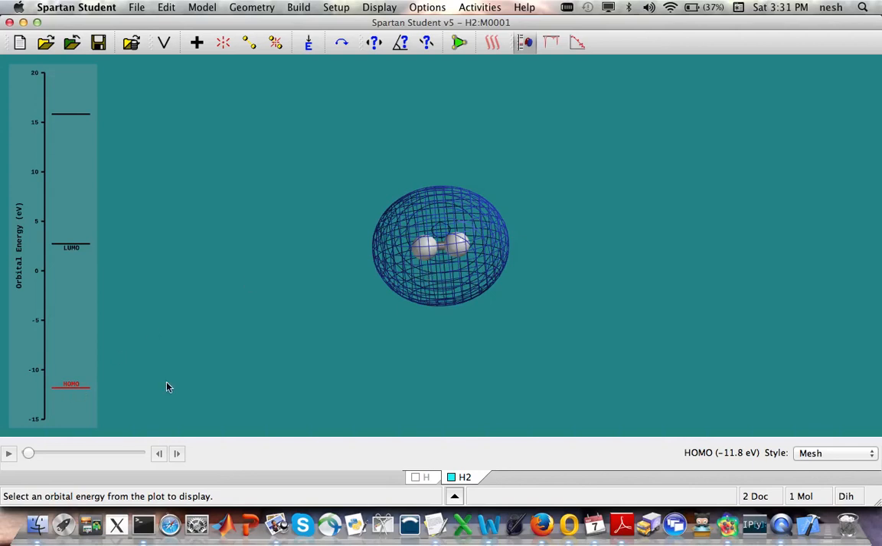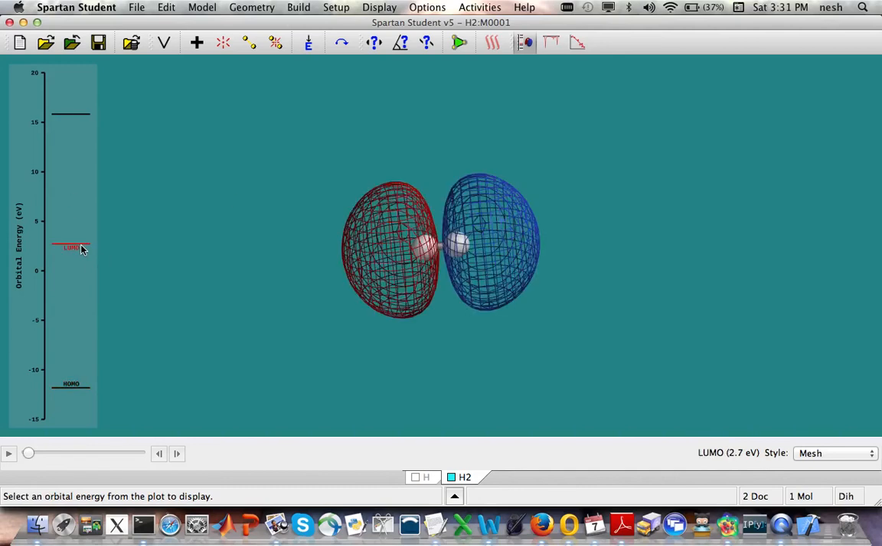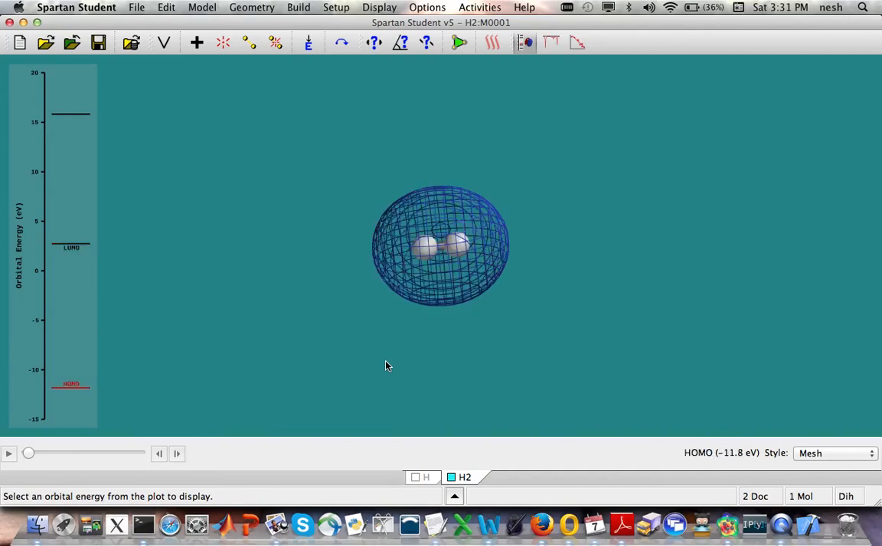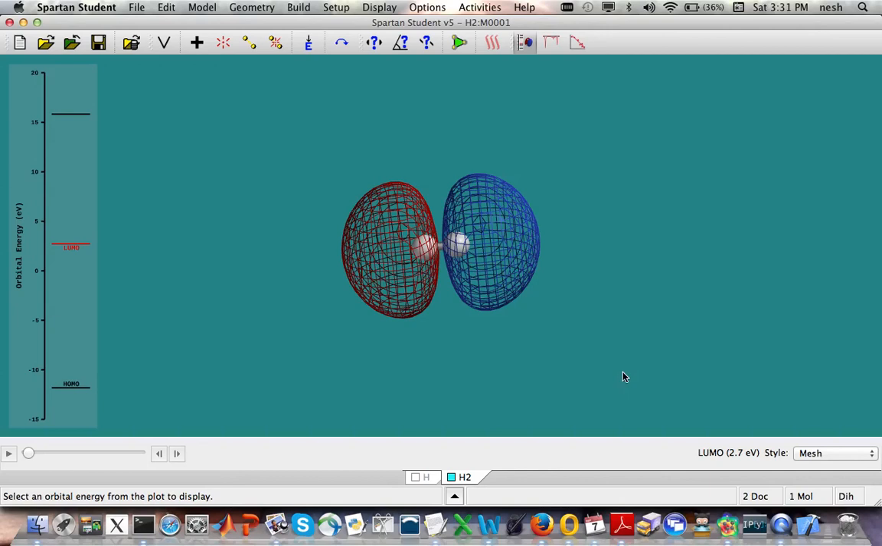It's called the HOMO because H2 only has two electrons. HOMO stands for highest occupied molecular orbital. It's a bonding orbital. You can see electron buildup between the two nuclei. Now, if you wanted to go up and look at the next highest orbital, that's an antibonding molecular orbital, and there aren't any electrons in that one for ordinary H2. As before, you can see that the energy of this bonding molecular orbital is -11.8, and the energy of the antibonding one is 2.7 eV.